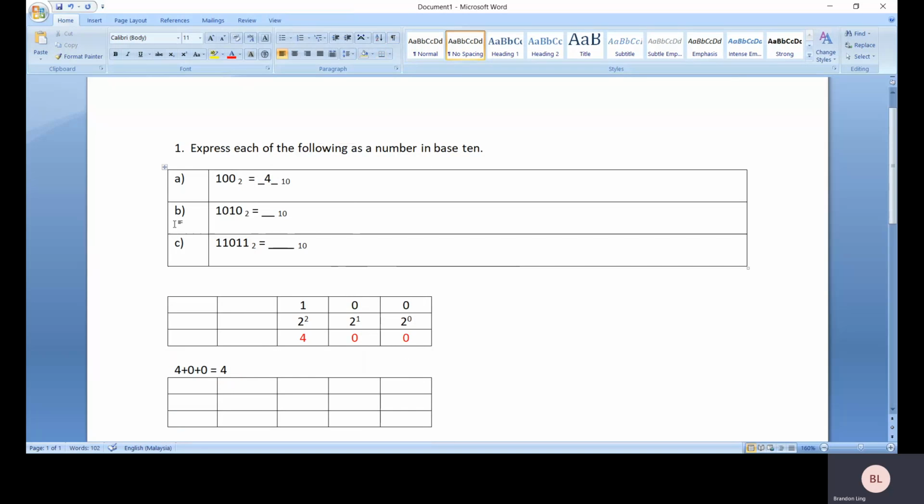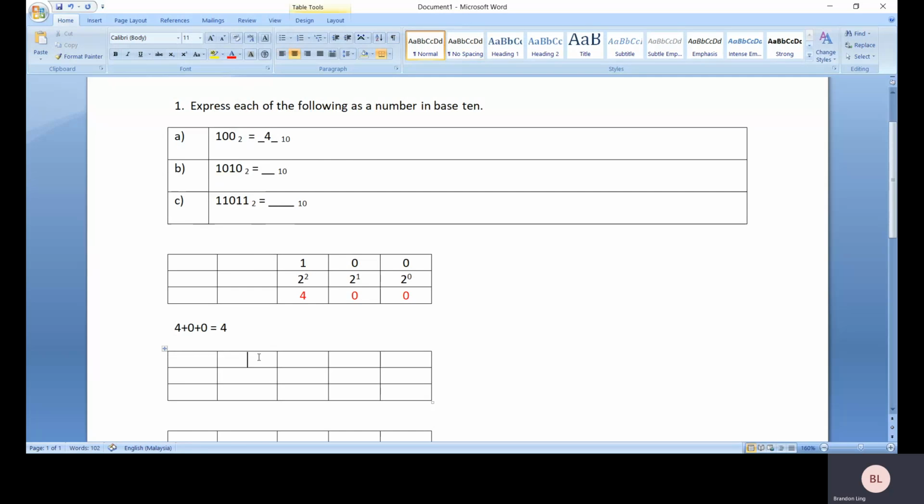Okay, next we move on to question 1B. 1010. Okay, start off by writing all these digits. And what you need to do now is to write down 2 power 0, 2 power 1, 2 power 2, and 2 power 3.